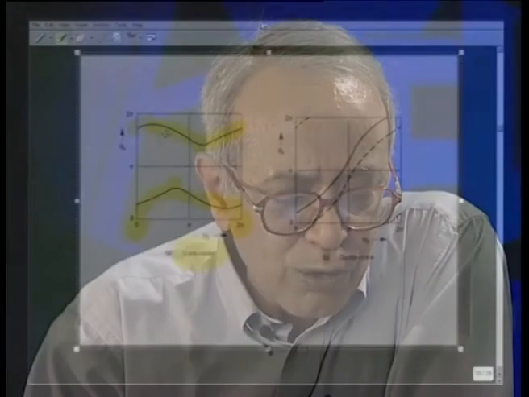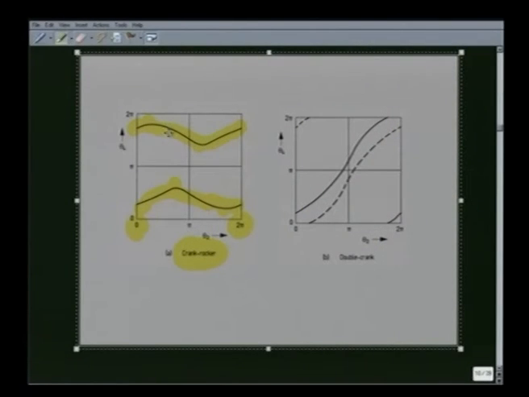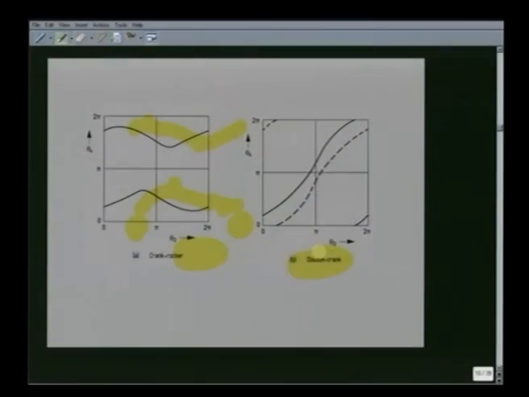If you are starting on one of the curves, you will always remain there, either on this curve or on this curve. You can never go from one curve to the other, because each curve corresponds to a particular mode of assembly. Suppose we have a Grashofian double crank. This is the typical theta 4 versus theta 2 characteristics of a double crank.